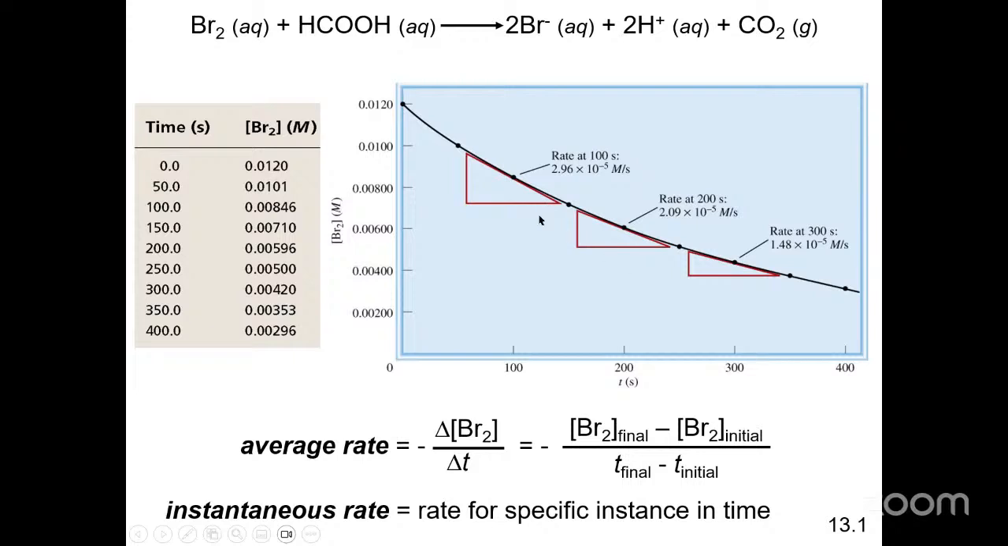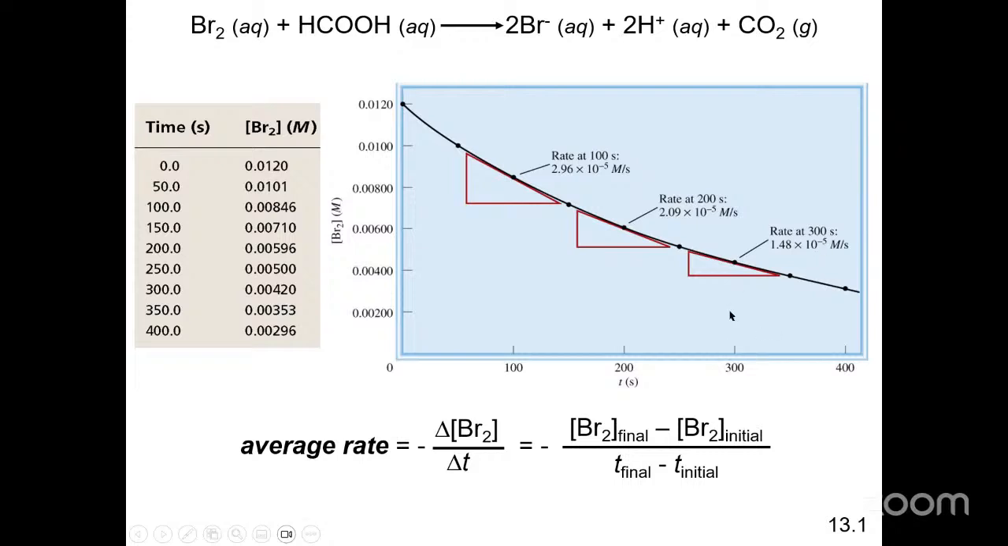And basically, once you get that calculation, that will give you the rate at that particular time. So this person did the instantaneous rate at 100 seconds, 200 seconds, and 300 seconds, and these are their values, right? So at 100 seconds, it was 2.96 times 10 to the minus 5. At 200 seconds, the instantaneous rate is 2.09 times 10 to the minus 5. And then at 300 seconds, the instantaneous rate is 1.48 times 10 to the minus 5 m over seconds, right?